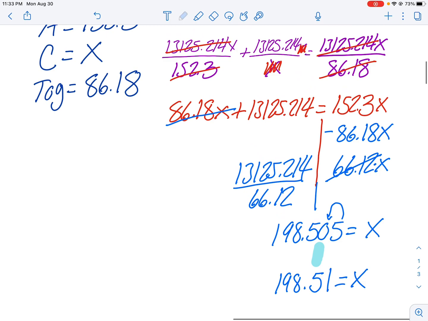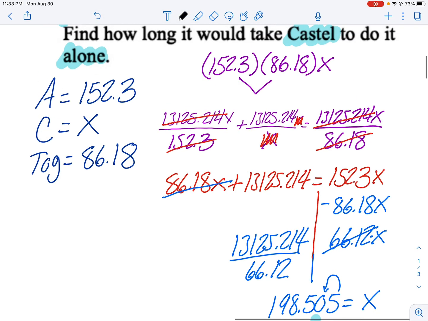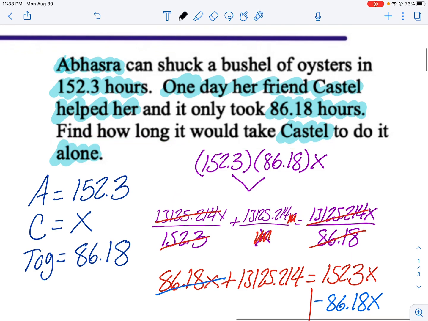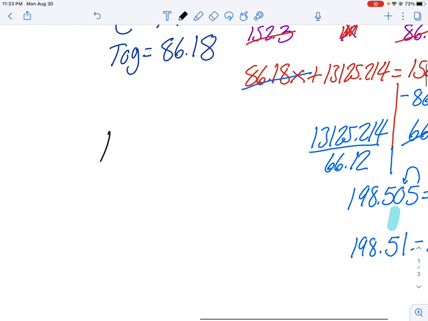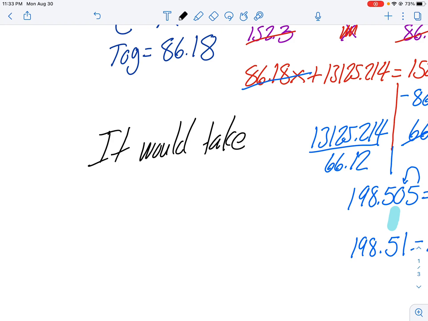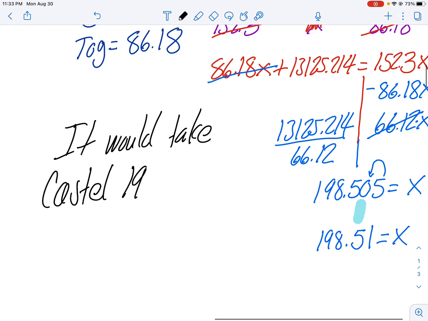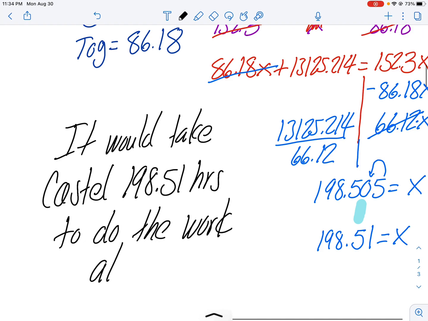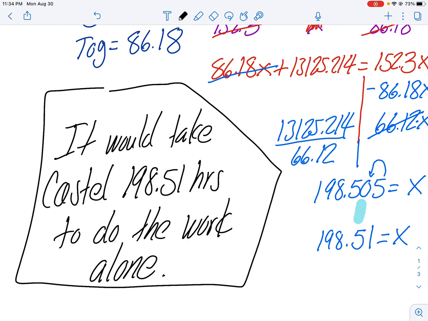So let us write our statement here. The question was, how long would it take Castell to do the work alone? It would take Castell 198.51 hours to do the work alone. And that is your solution for that one.